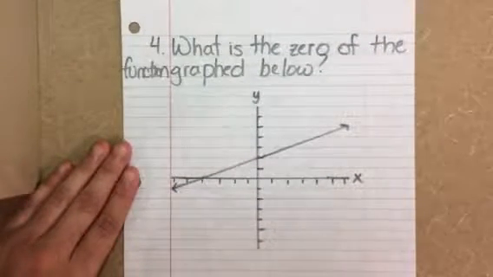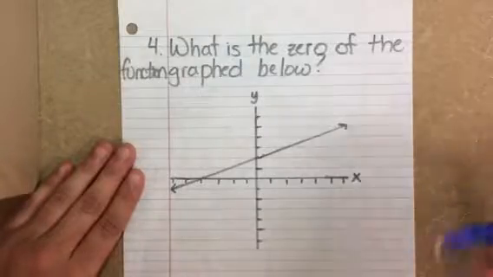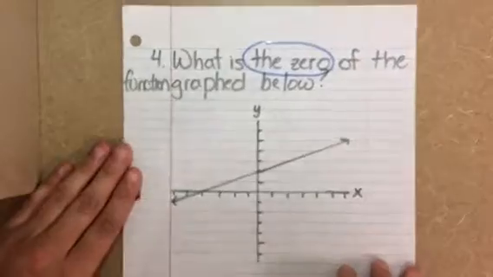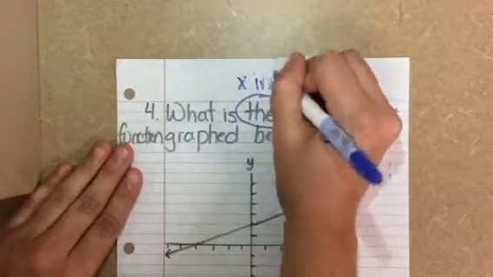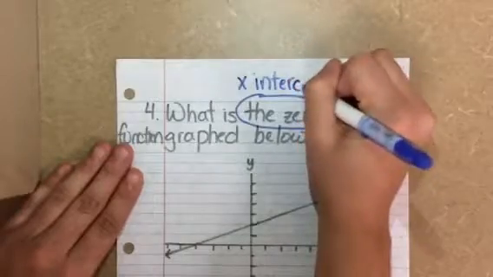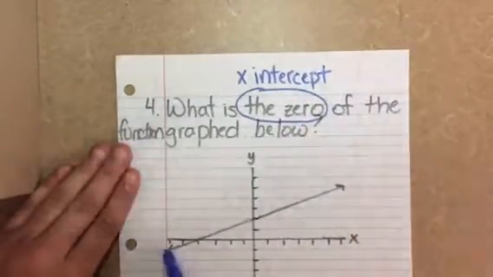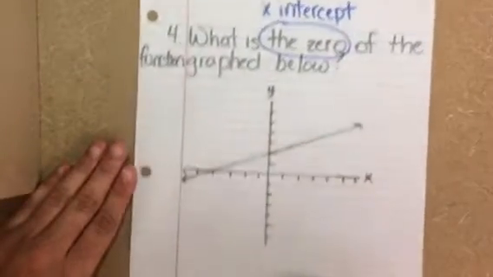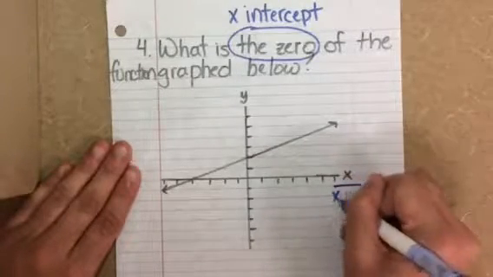What is the zero of the function graphed below? The important thing here is the zero. The zero is another way of me asking you for the x-intercept. That is when the function crosses the x-axis. This is my function right here. And I want to see when it crosses the x-axis. So I'm going to go over to the x-axis.